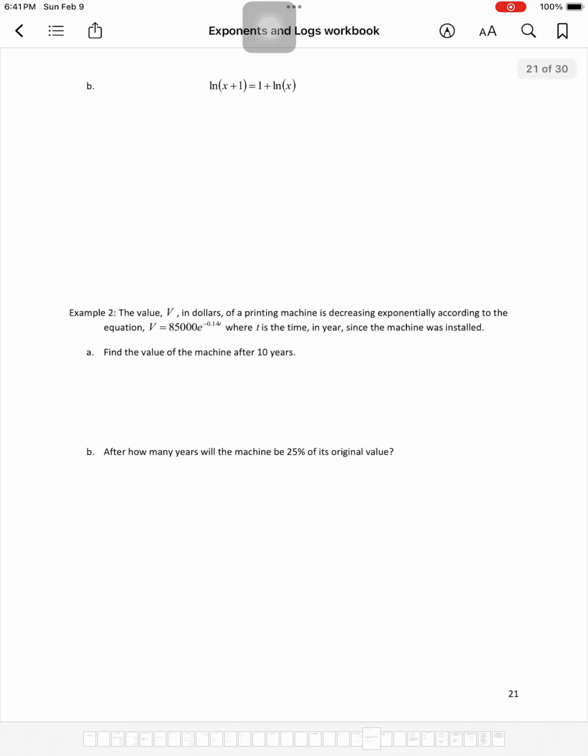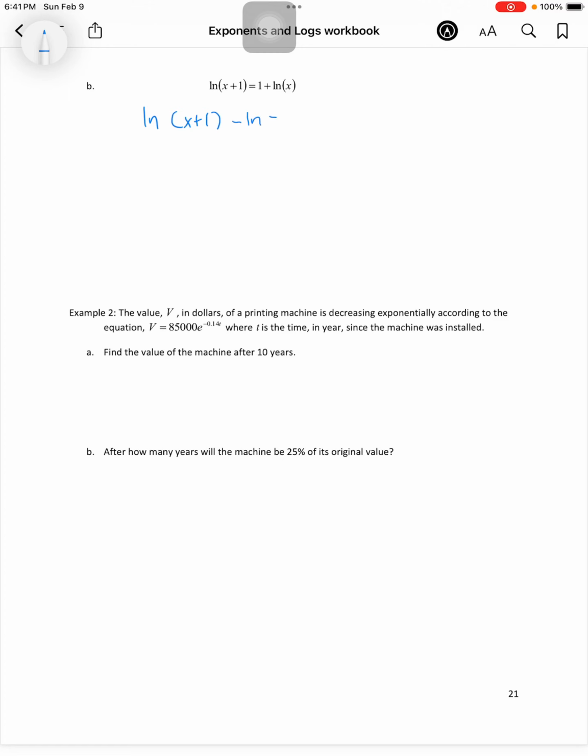Now, letter B. Letter B is basically the same thing, except now, since our argument has a bracket and a little equation inside of it, we have to check for an extraneous root. So here, ln bracket x plus 1. I'm just going to move all the ln's to one side on the left and all my whole numbers to the right.